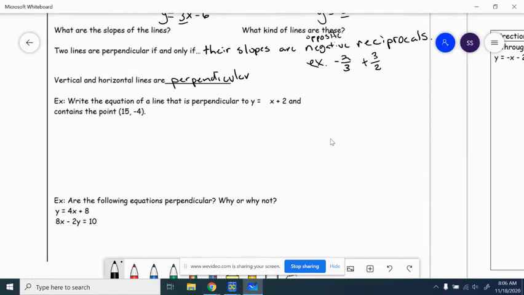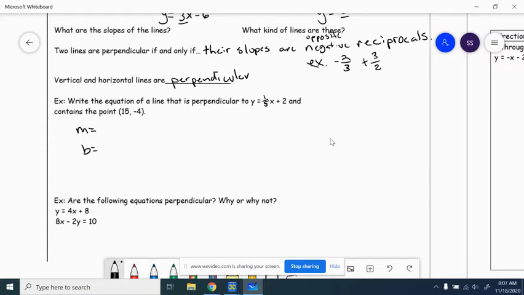Write the equation of a line that is perpendicular to 1/5 x plus 2 and contains the point (15, -4). Okay, so again, we need to write out an equation, and we're going to need an m and a b, right, or a slope and a y-intercept. So let's first figure out our slope.